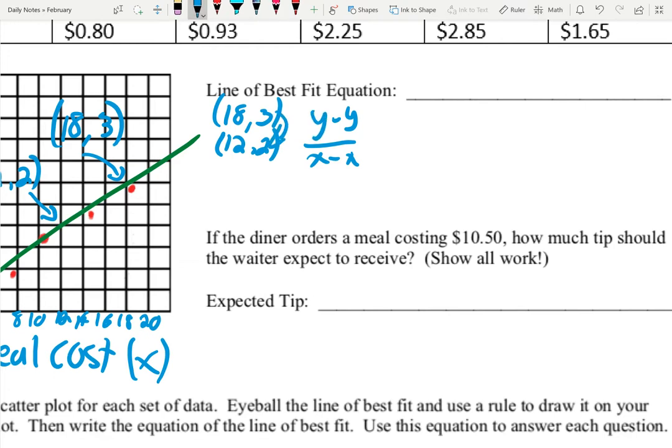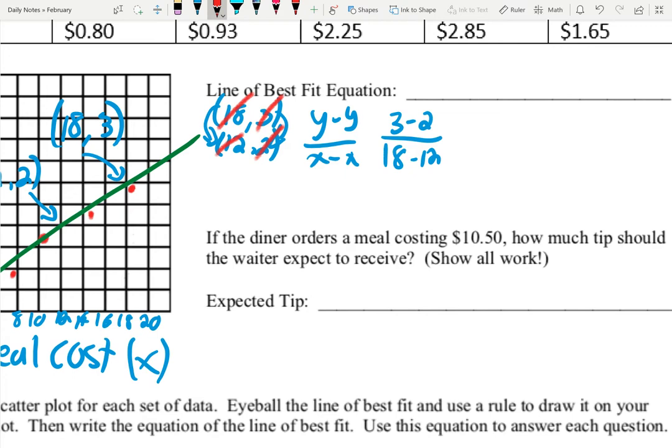So I'm going to do 3 minus the 2. So those are the two y values. Then I'm subtracting the 3 and the 2. And now on the bottom, I'm going to do the x minus the x. So since I did 3 minus 2, I have to do 18 minus 12. So that's, again, this top point minus the bottom point.